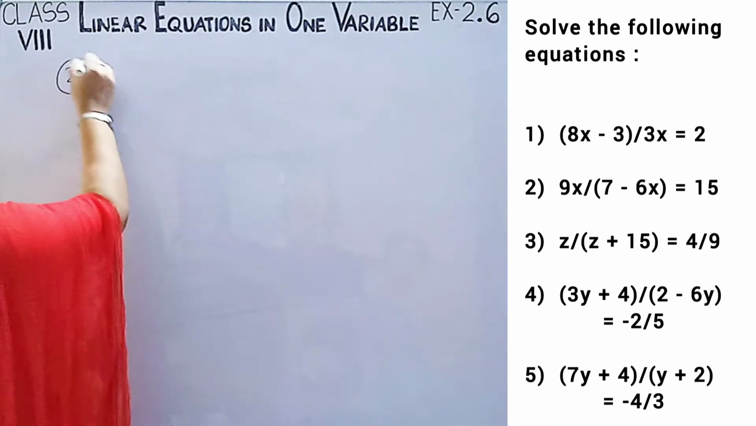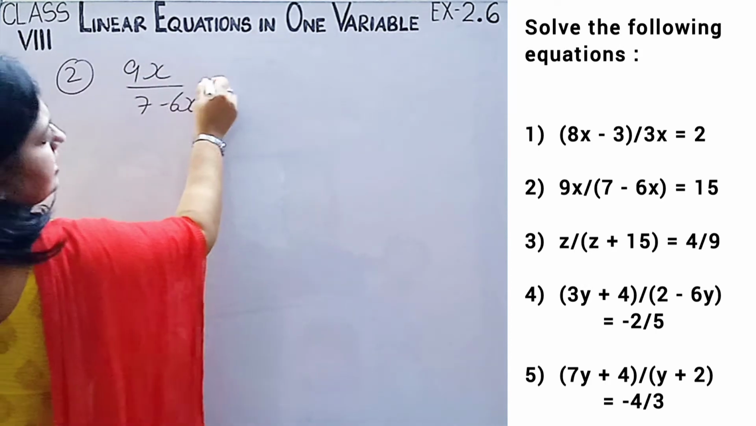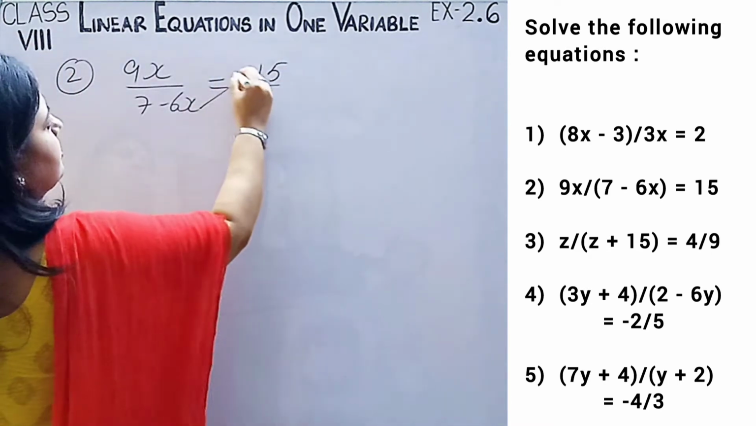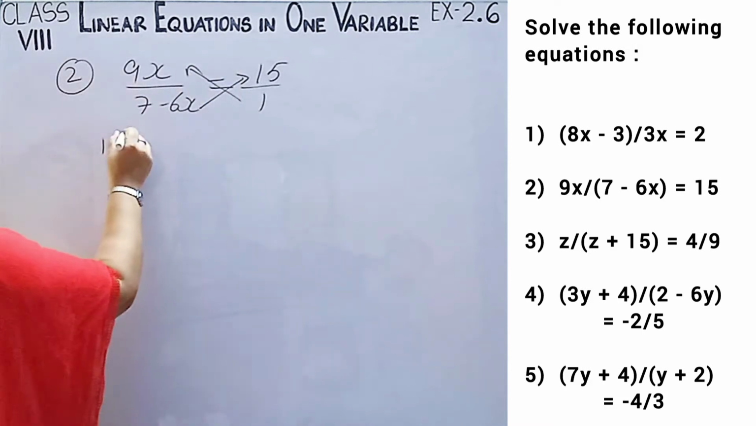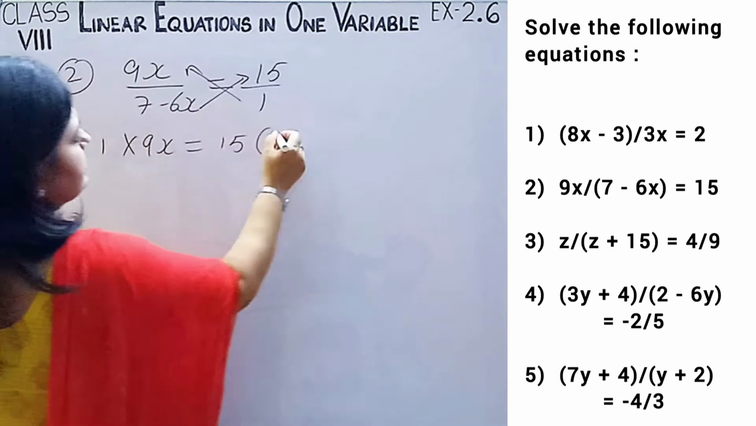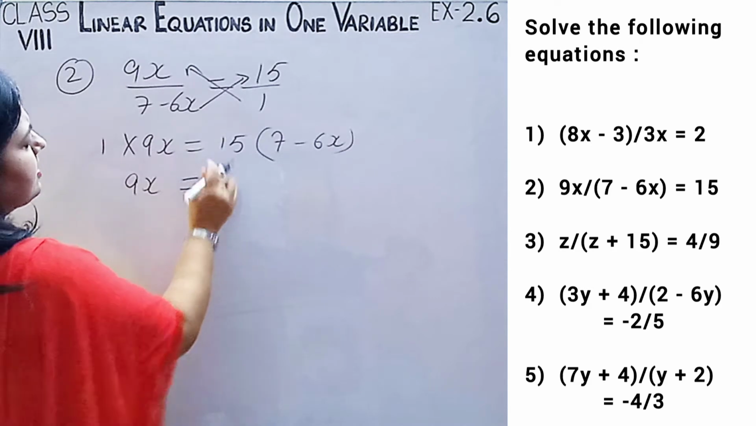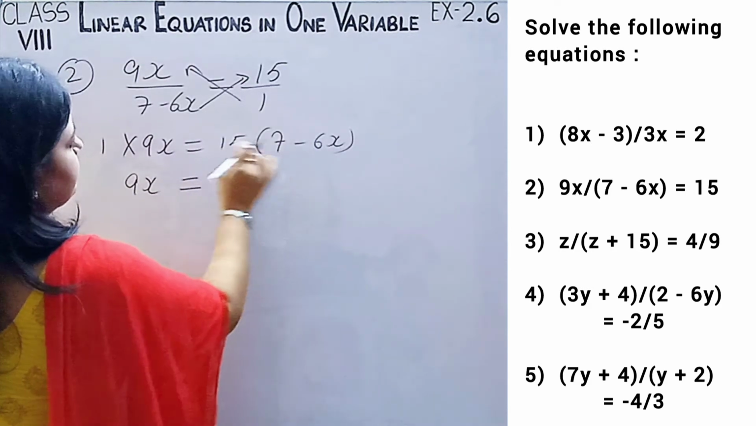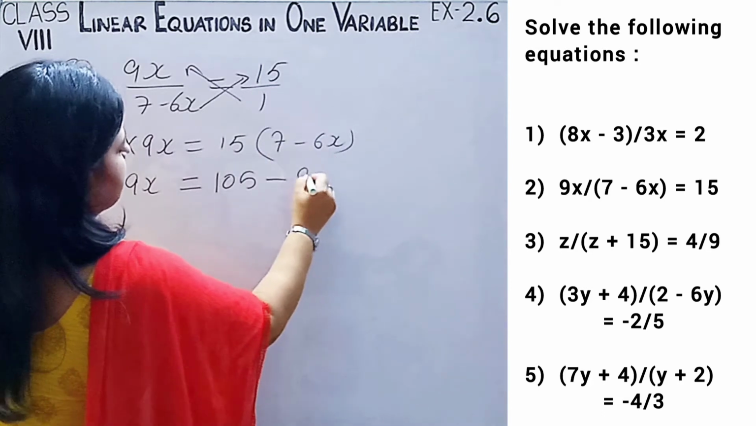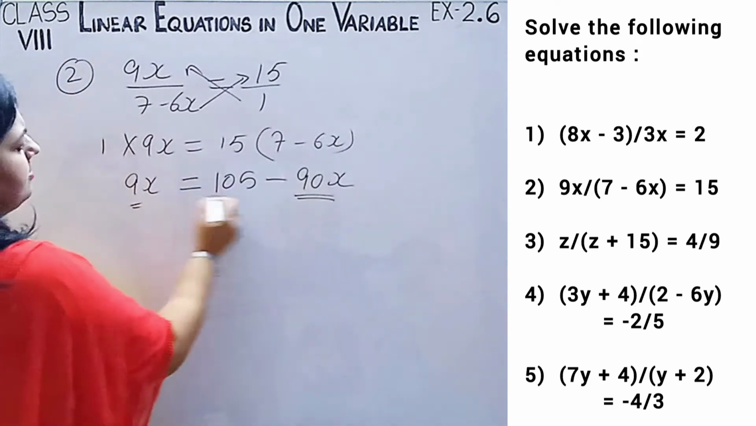Question number 2. 9x upon (7 minus 6x) is equal to 15. Same as previous question, write down 1 here, cross multiplication, then 1 with 9x multiply. After that 15 will be multiplied with (7 minus 6x). So 9x is equal to 15 7s are 105, minus 15 6s are 90x. So separating this variable part from this constant part.